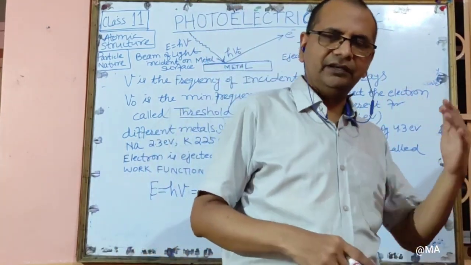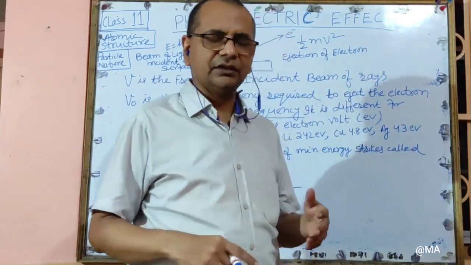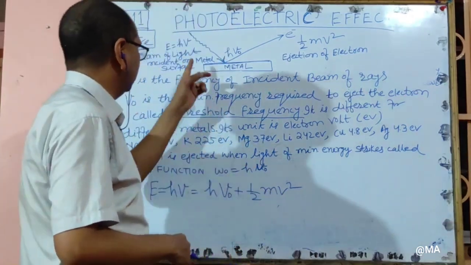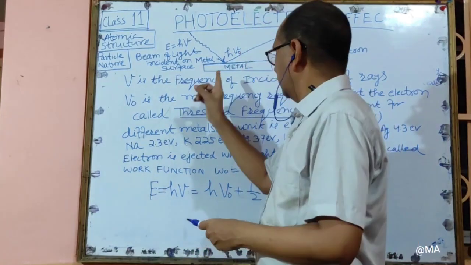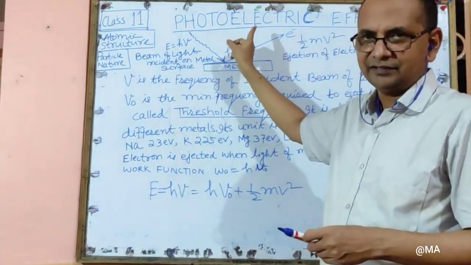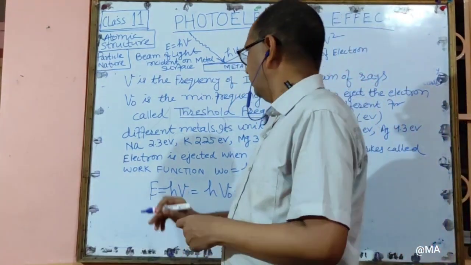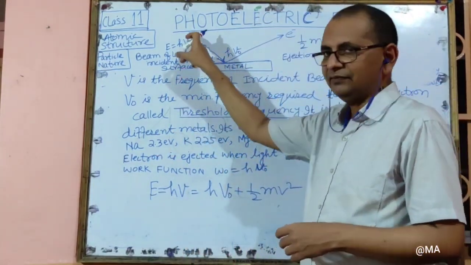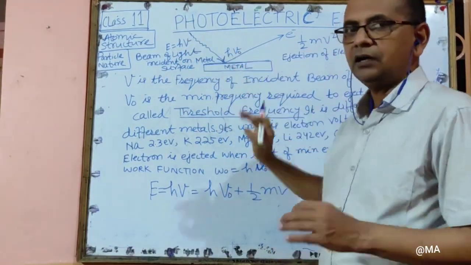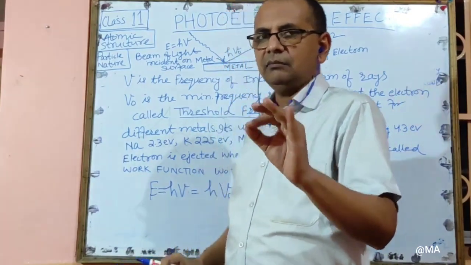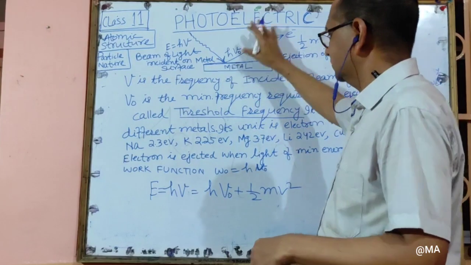The beam of light falling on the surface of the metal has the frequency nu. After falling, the electron is ejected. But the electron will be ejected only when the frequency of the light falling on the metal surface attains the minimum frequency required to eject the electron.